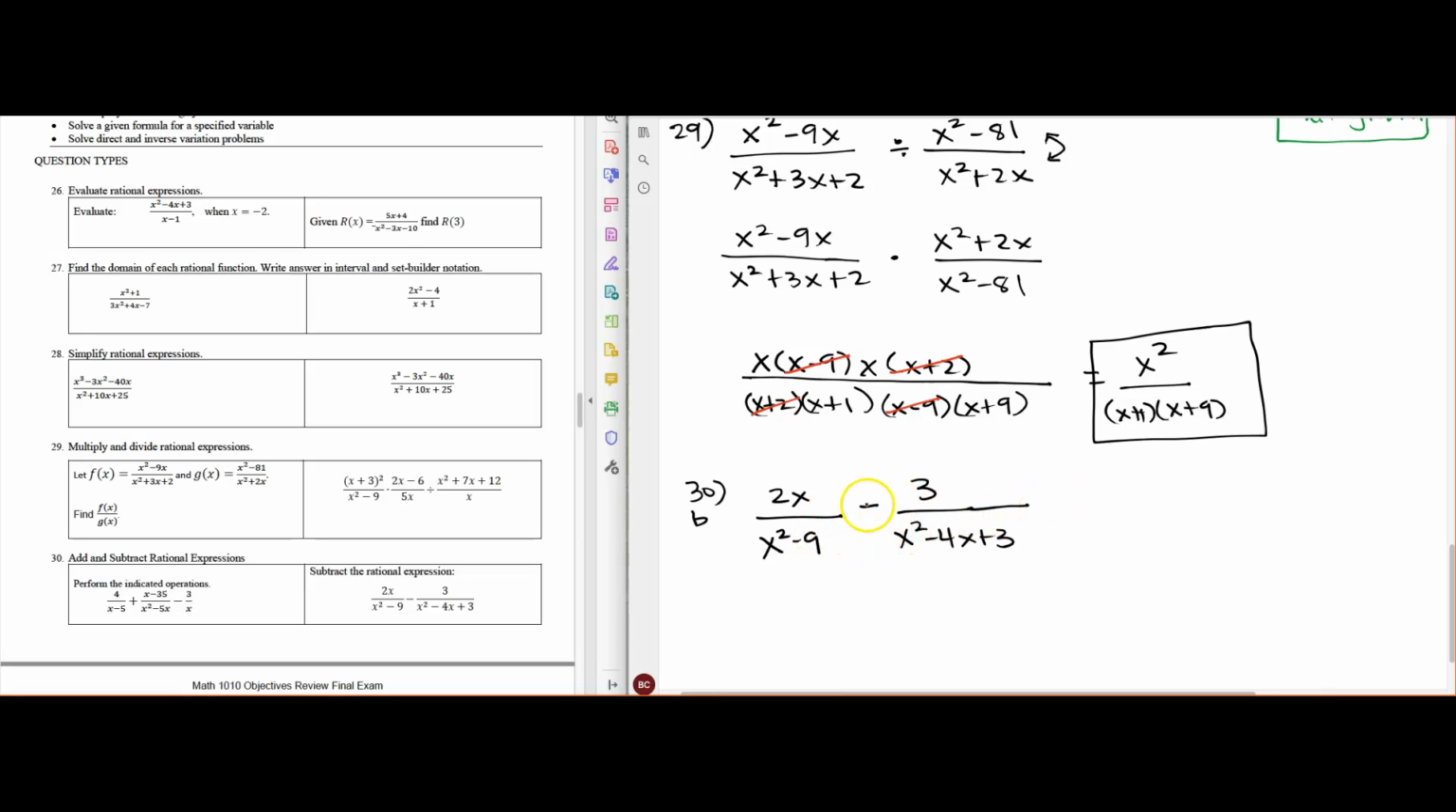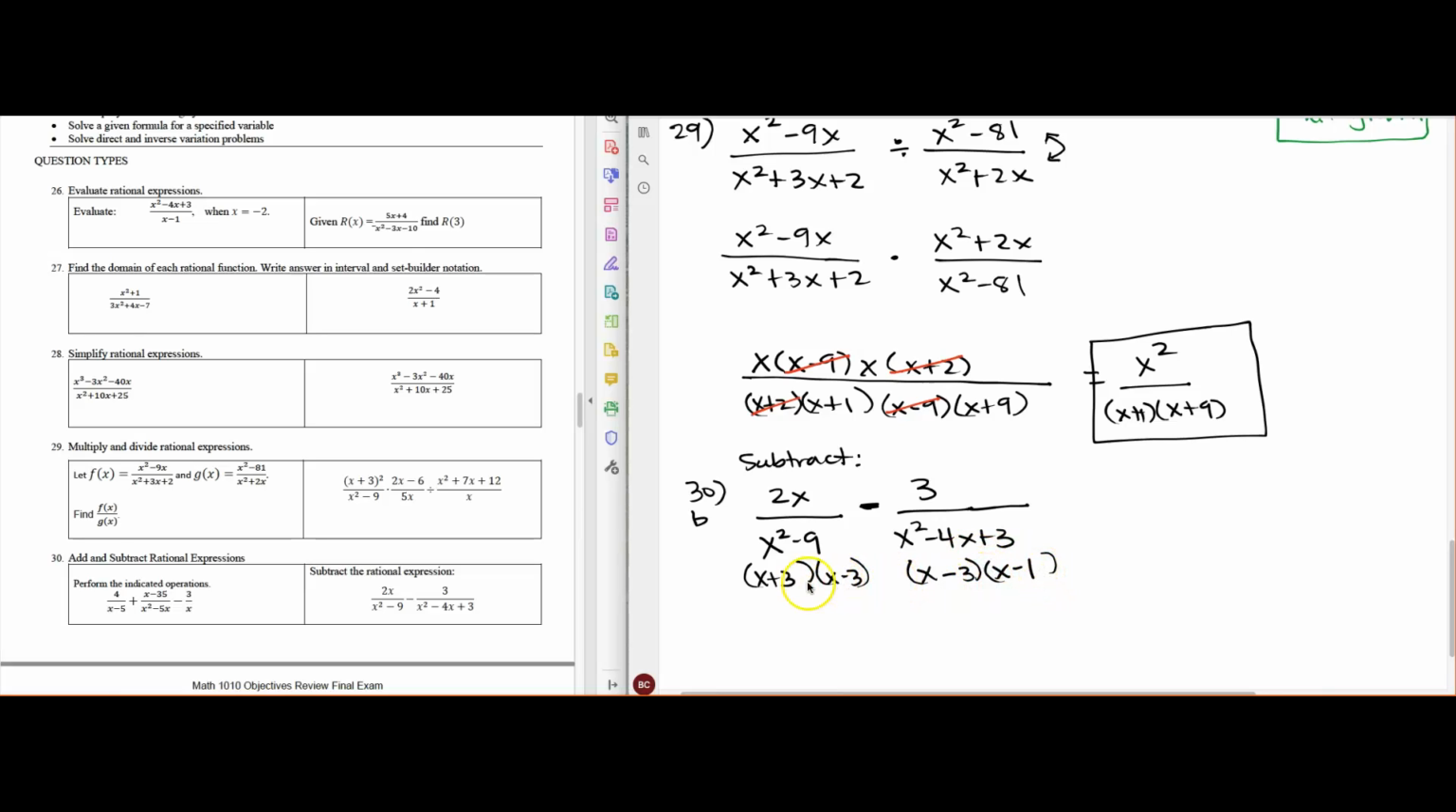Right? So in order to subtract these, I need to get a common denominator. And the easiest way to find our common denominator is to factor those denominators first. So this x squared minus 9 will factor to be x plus 3, x minus 3. And then let's see how this one will factor. All right, we'll go straight to factoring. That looks like it's going to be x minus 3 and x minus 1.